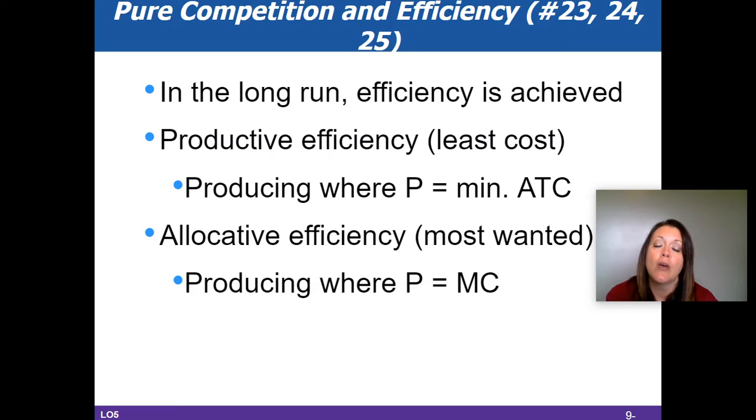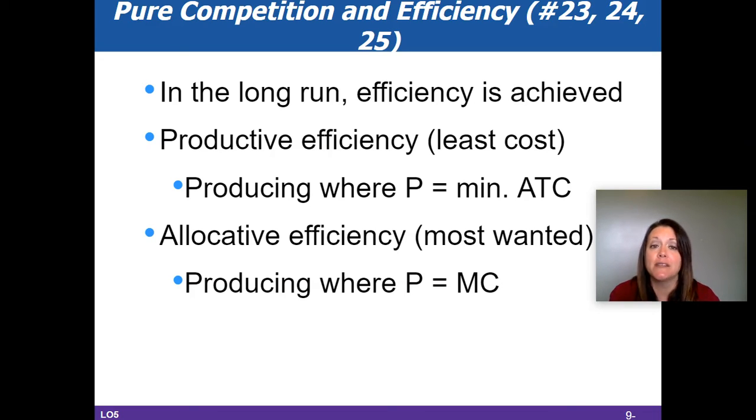They can't keep their costs low enough in order to stay out of that shutdown scenario. There are two types of efficiency that occur that you need to know. So make sure you star this or underline it. First one is productive efficiency. This is where you're using the least cost techniques to produce your materials.